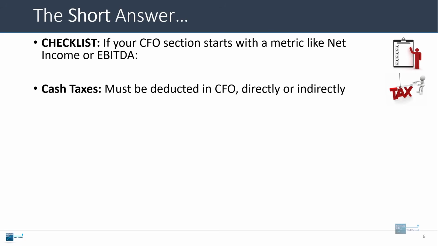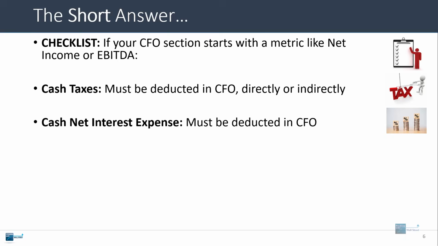First off, cash taxes must always be deducted in cash flow from operations, either directly or indirectly. In some cases, you will just subtract these from something like EBITDA. If the cash flow statement starts with net income, you will have some type of deferred tax adjustment, which shows you the difference between book taxes and cash taxes. This section should also subtract the full cash net interest expense. It should always be in here. Again, it could be direct or indirect, but it needs to be reflected there in some way.